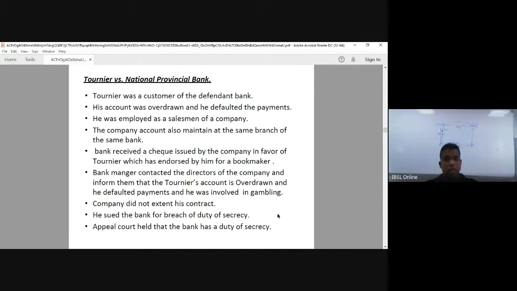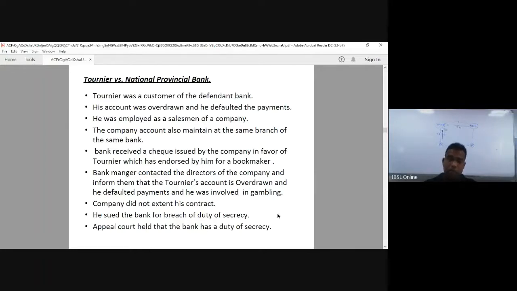honoring the check, the bank manager would have easily set off against the overdraft facility of Mr. Tonia. However, Mr. Tonia, without depositing the check to this account, has endorsed the check to a third party. Now the money goes to a third party. Bank has no right to set off that money against Mr. Tonia's account. So the bank manager got upset, and what he did, he contacted the company and informed the directors of the company about this incident.